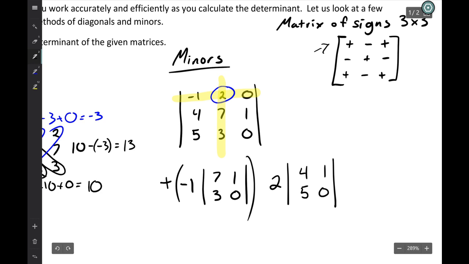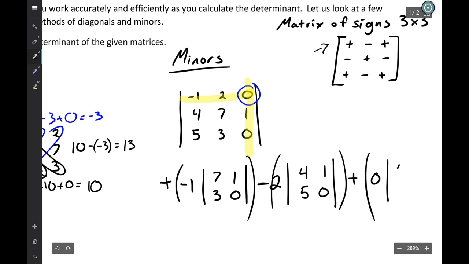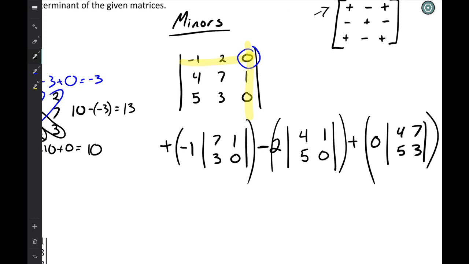The second one's a minus, so I'm going to put a minus here. And then my third one is going to be a plus again, so then I have to go and actually calculate it. So let me get rid of these highlights again, not this one. Okay, and then we're expanding using the 0 row. So we go down this way. So it's going to be plus, I got 0 times the determinant of 4, 7, 5, 3. Okay, I know this seems just a little bit wacky, but sometimes it's useful. Okay, just sometimes.